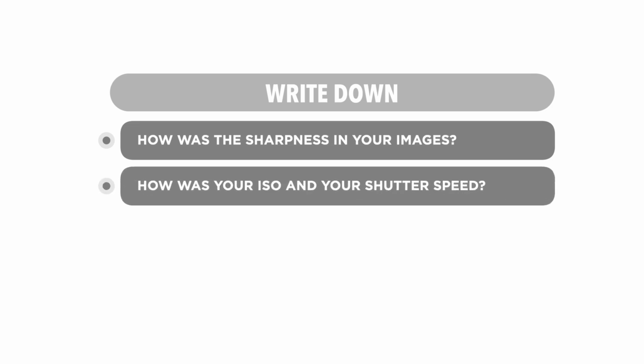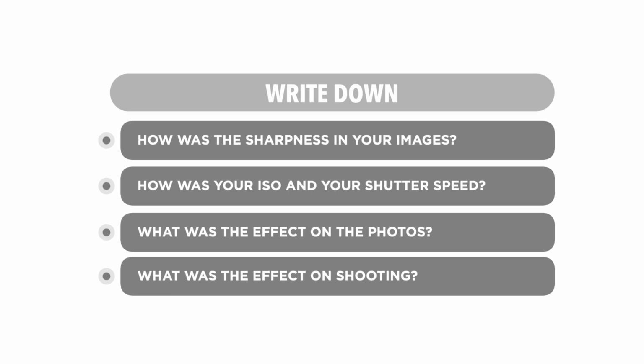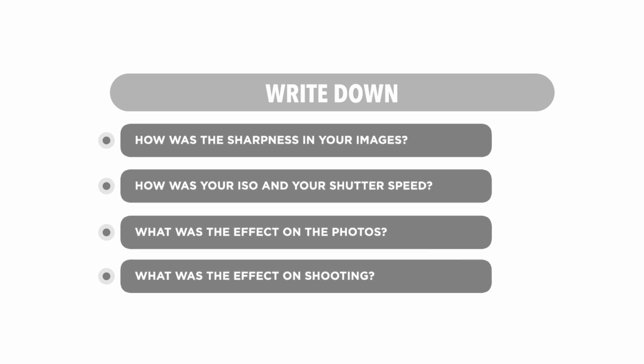How was the sharpness in your images? Did you have a lot of depth of field or not? Then, how was your ISO and your shutter speed? Did they go up? Did they go down? Try to write that down, pay attention to all that. And last but not least, what was the effect on your photos? What was the effect on shooting? Was it easier to get the photos or was it a little bit harder to get the photos? Very important to pay attention to all that.